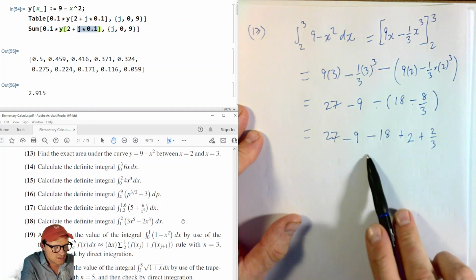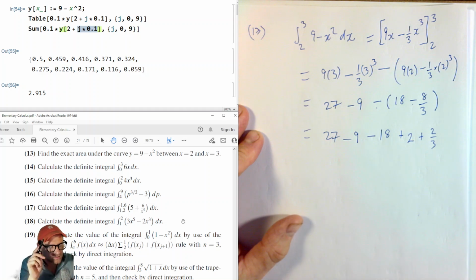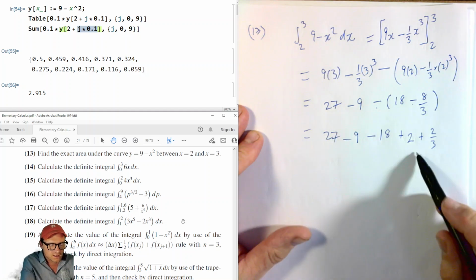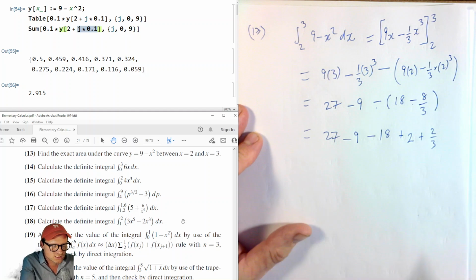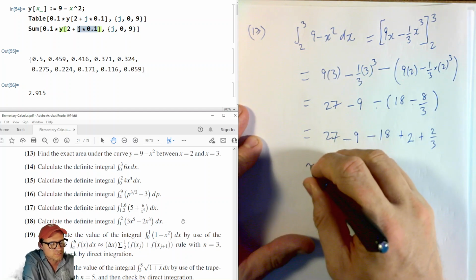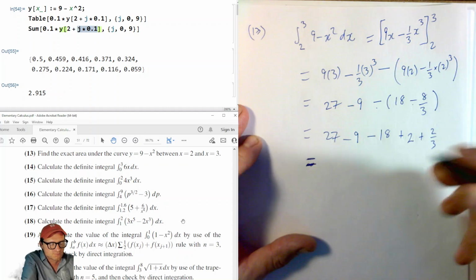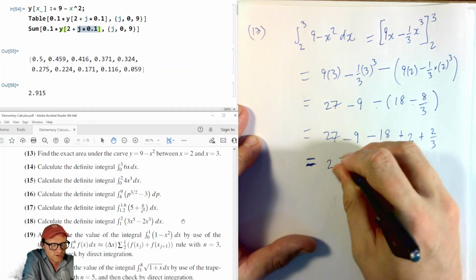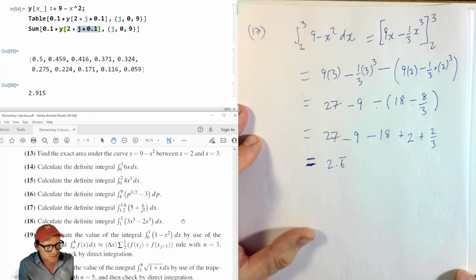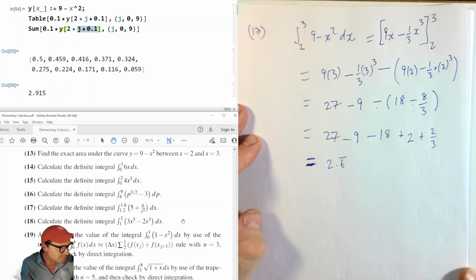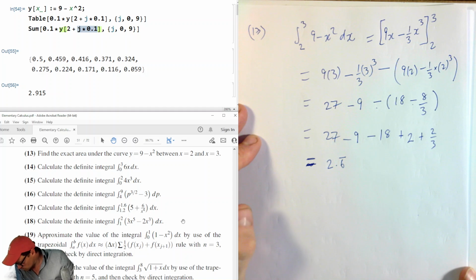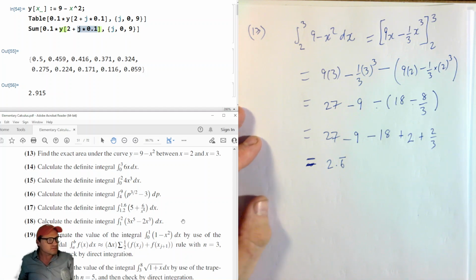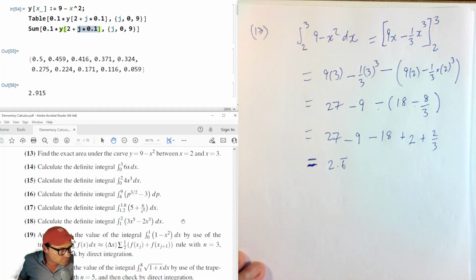Okay, good. Now 9 plus 18 is, well, it's 27, isn't it? So these vanish. And so we have 2 plus 2/3, which is 8/3. Or approximately, actually I'll just write 2.6 recurring. Okay, good. And so for the estimates, we got 2. What did we get? 2.1, I thought, but I can't find the page. And 2.91.